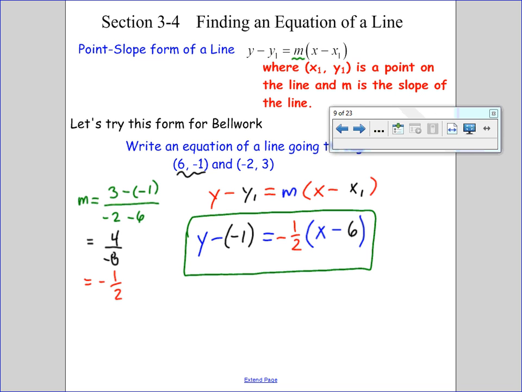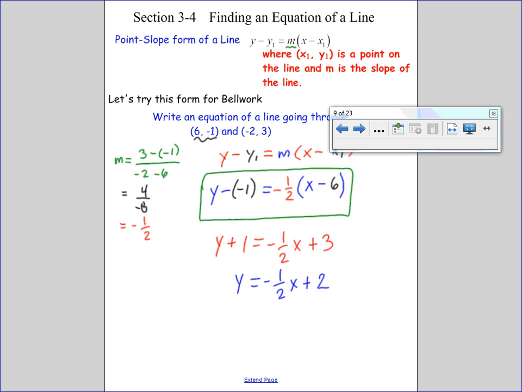So let's go ahead and do that check. This would be y minus the negative, which is the same as plus 1, equals distribute through negative 1/2 x. Half of 6 is 3, and negative times a negative is a positive. So negative 1/2 x plus 3, and finish it out by subtracting 1 over. My final answer in slope-intercept form would be y equals negative 1/2 x, and then plus 3 minus 1 is plus 2. Let's go ahead and compare. This is way easier.